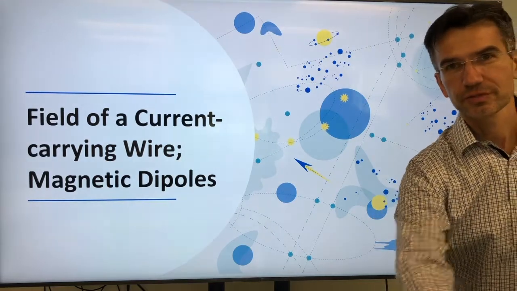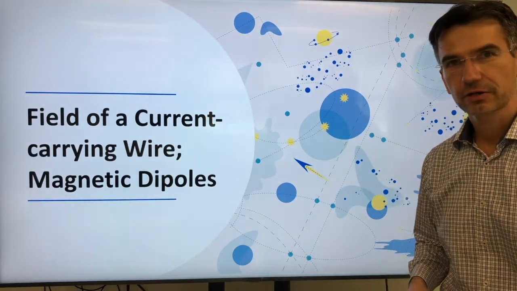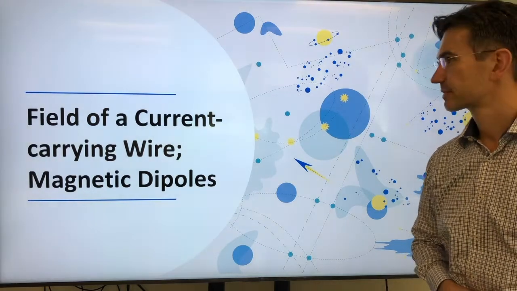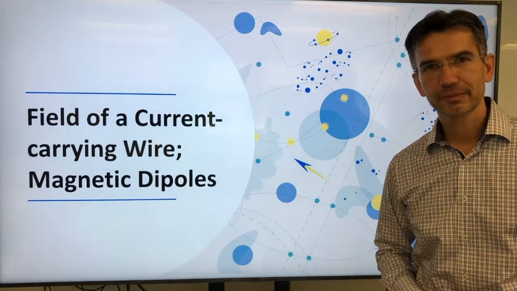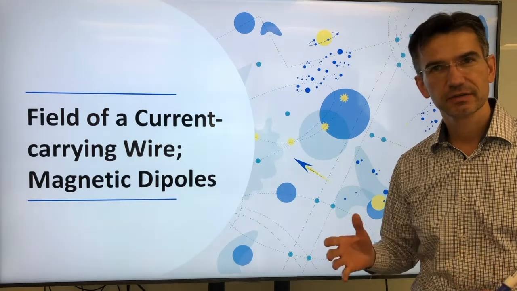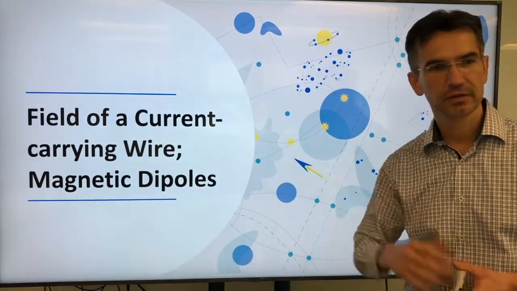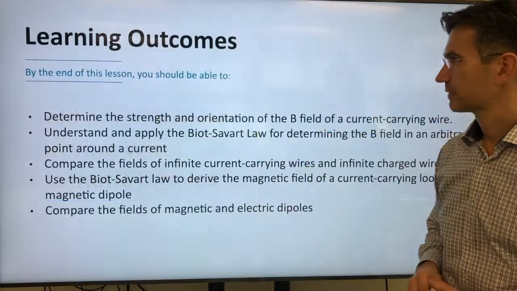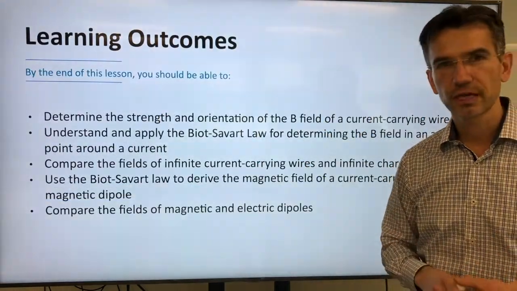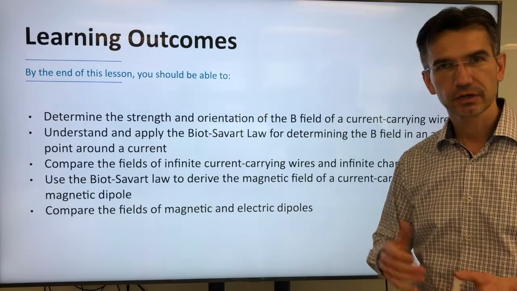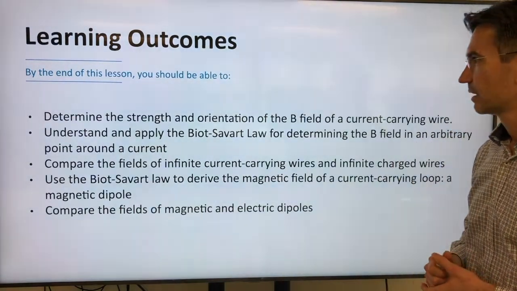In this lesson, we'll see that wires that are carrying current will also produce magnetic fields. And then at the end, we'll talk about this concept called magnetic dipole, which is the magnetic field of a current carrying loop. The point of this lesson is for us to be able to figure out what the strength and orientation of the magnetic field of a current carrying wire is.